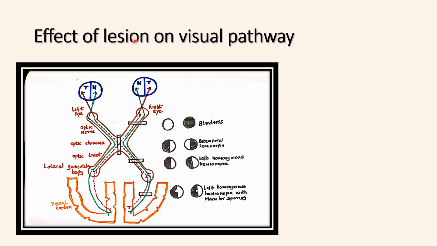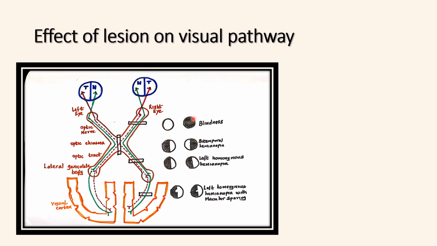The effect of lesions on the visual pathway. Lesion of the right optic nerve. So complete dissection of the right optic nerve produces right eye blindness. So both nasal and temporal visual fields are affected.